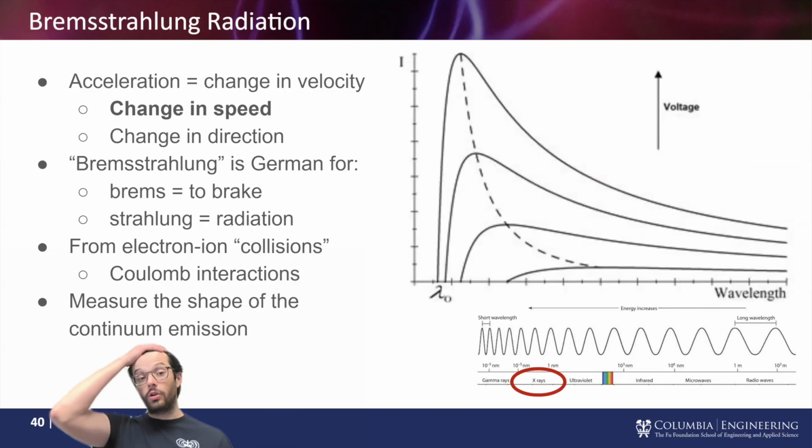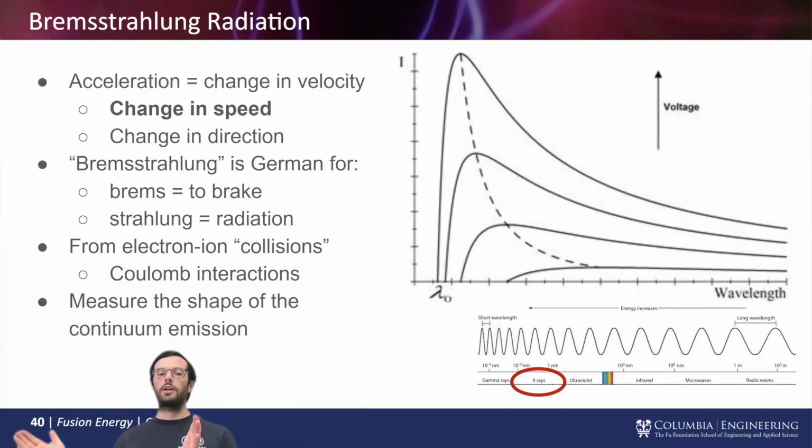We can learn something from the shape of this continuous spectra. Unlike line radiation, where the emission is very specific and only comes out in certain colors, this can be emitted at a lot of different energies. So we get this kind of broad range of spectra.